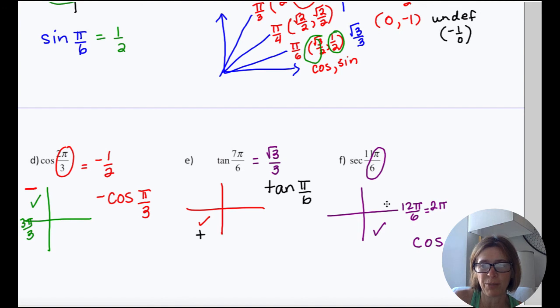Okay, so I have to reciprocate that. All right, so that gives me 2 over root 3. The only issue here is we have to rationalize the denominator. Remember, you learned that in Algebra 2 and geometry. So I'm going to multiply by root 3 over root 3 to rationalize and get 2 root 3 over 3.